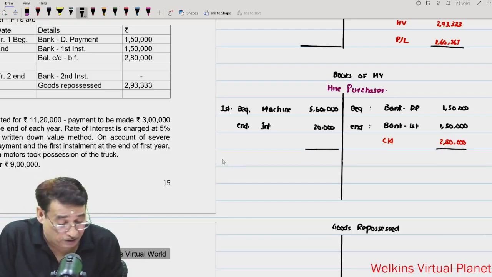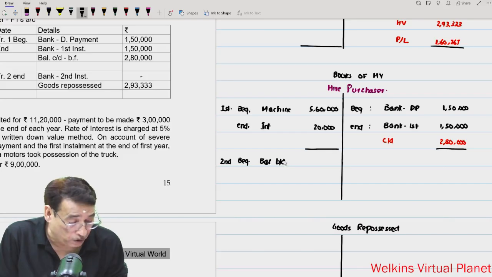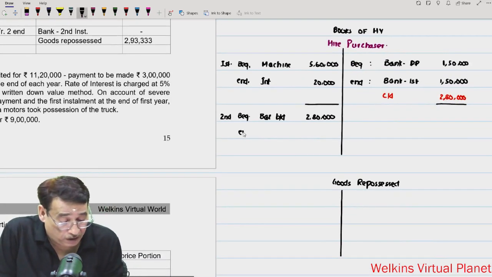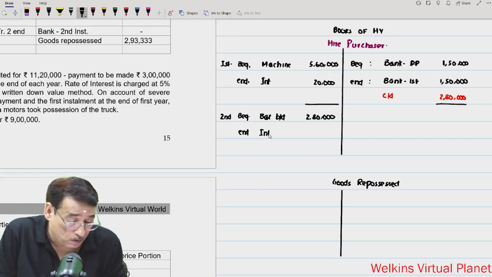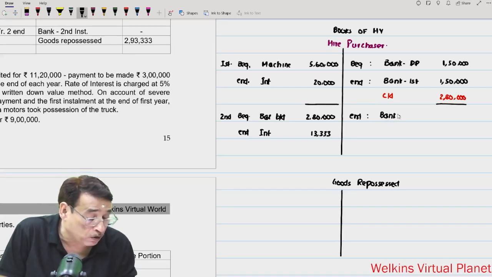Now we shall write here in the beginning of the second year, balance brought down, 2,80,000. Then at the end of the second year, I am going to write here to interest. Interest in the second year was 13,333. At the end of the second year, we were supposed to receive the second installment, but we did not receive. That means default is committed.